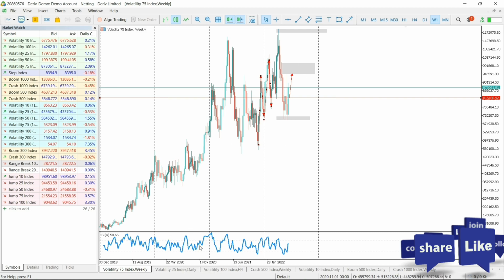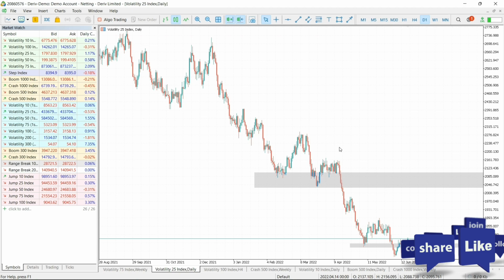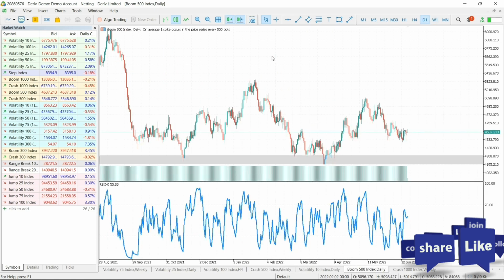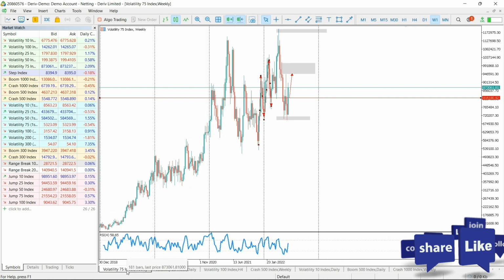If you also look here, I have the VIX 25. You can see it also has a trend, which is a downtrend. You can also check other markets, even the Crash 500 and the Boom 500. They all have a trend that they follow. So as a trader, if you're able to understand the trend of the market, which you can get by looking at the high time frame, you will always be able to trade in the right direction and profit from this market.